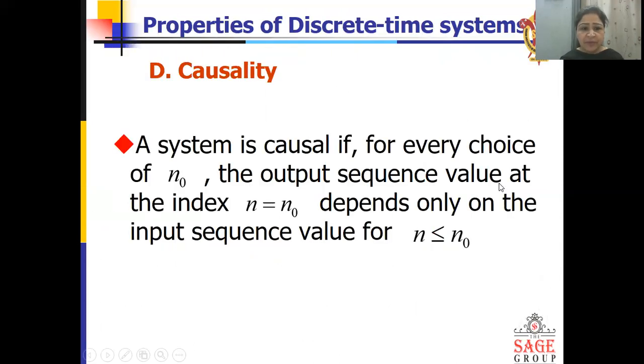Now, the next property is the causality property. A system is causal if for every value of n naught, the output sequence at n equal to n naught depends only on the input sequence values for n less than or equal to n naught. That means a particular output at a particular instant depends only on the present and past sequence. It does not depend on the future inputs.